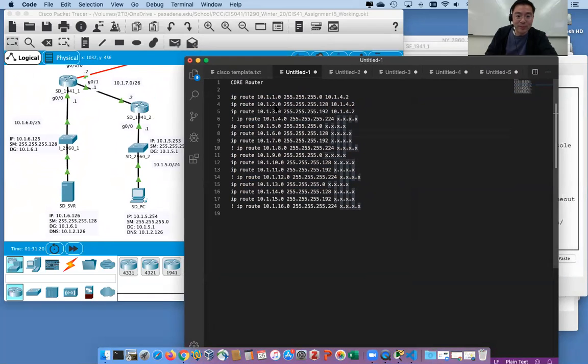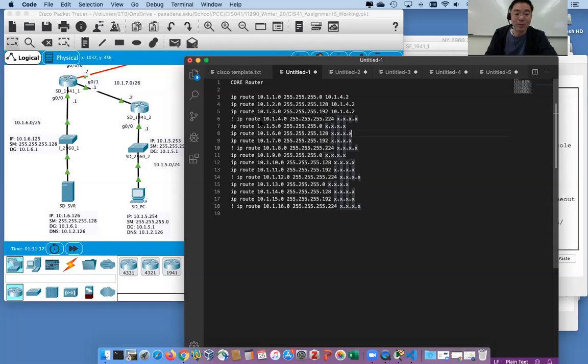Okay, so you're going to create a blank text file here with all the routes, and then comment out anything that's directly connected from that router's perspective.